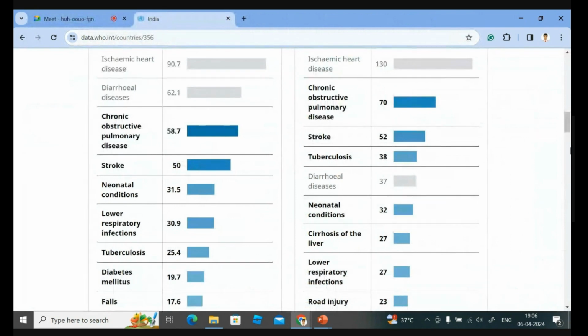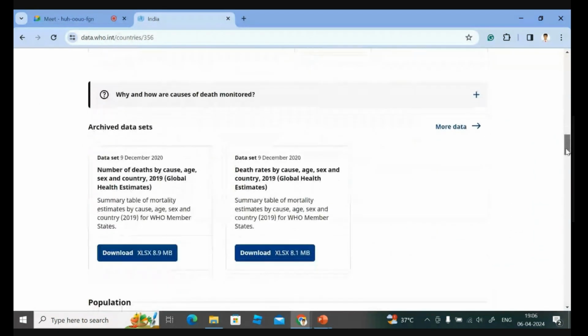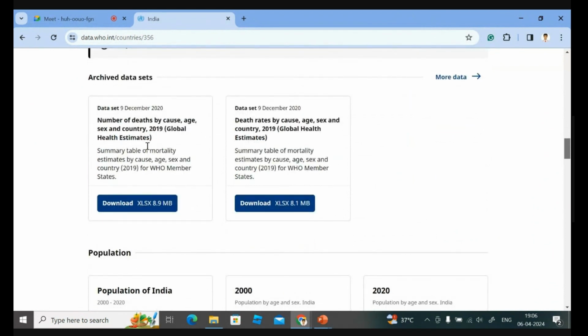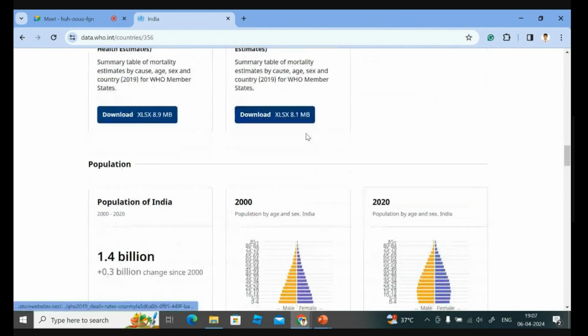Okay, so let's quickly move on and then we'll try and wrap up. Look at this one. These are the archives. I want you to download this one. This is the last time it was downloaded, the data is available till December 9th, 2020. What does this have? Number of deaths by age, cause, sex, and country. It's a very small file and I can download it for you. And here, the death rate by cause, age, sex, global health estimate. This gives you the summary of the data. And this is also the population data.